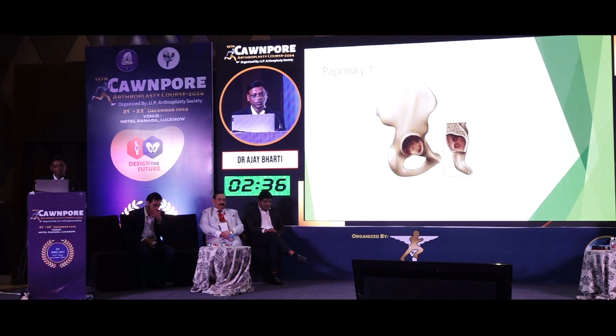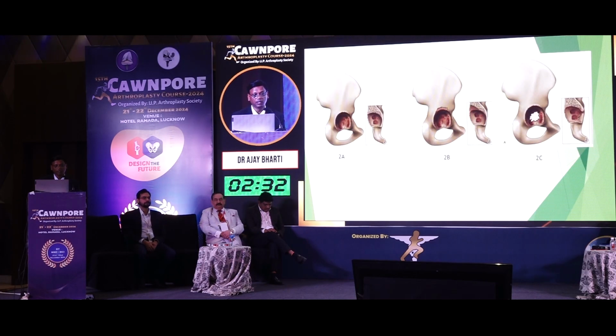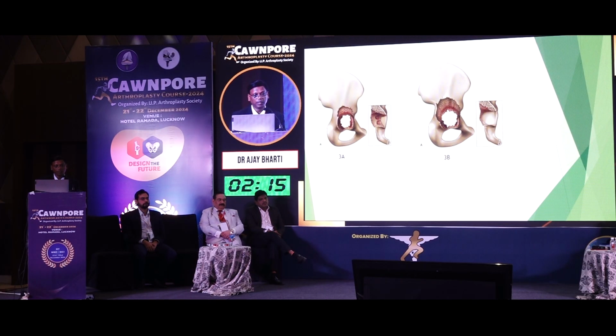So in Paprosky type 1, there is some medial defect, the rim is intact. In type 2A, superiorly the rim is deficient, but still intact. In type 2B, there is segmental loss of the rim. In type 2C, there is loss of medial bone as well as the rim is also somewhat involved. Type 3A is a superior-lateral defect, and type 3B is a superior-medial defect, without pelvic discontinuity.